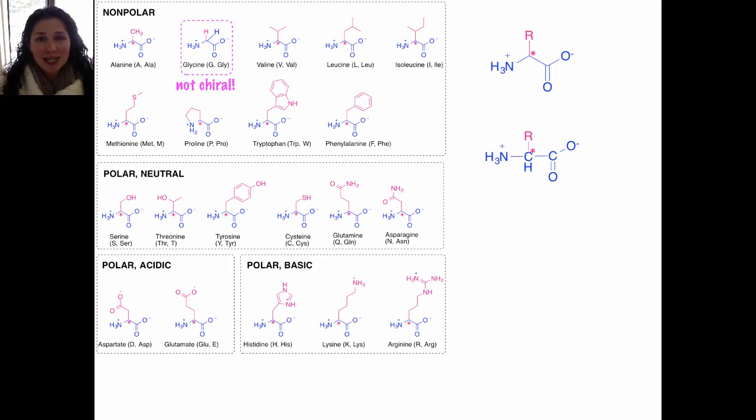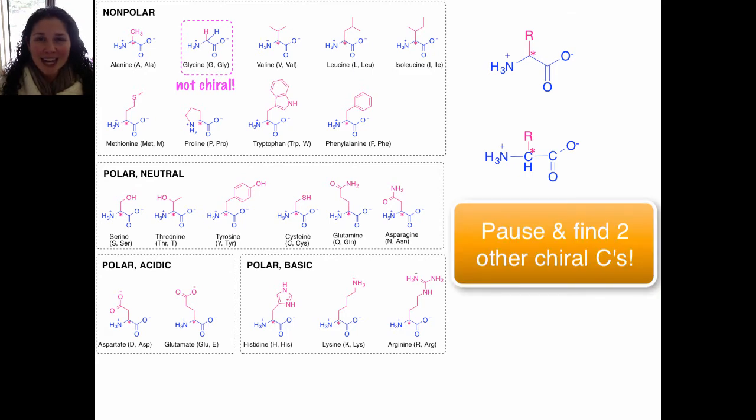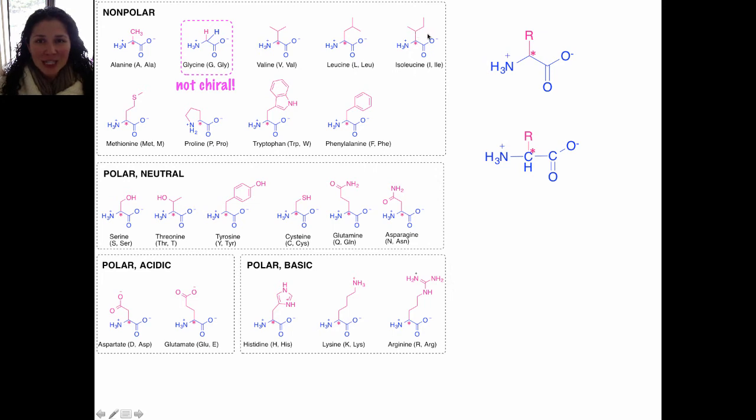There are two amino acids that have an additional chiral center, or they have two chiral centers instead of just one. Pause the video now and see if you can find the two amino acids that have a second chiral center. Isoleucine has a chiral center here, and threonine has a chiral center here. Isoleucine and threonine are the only two amino acids that have two chiral centers. All amino acids except for glycine are chiral, and isoleucine and threonine have two chiral centers.